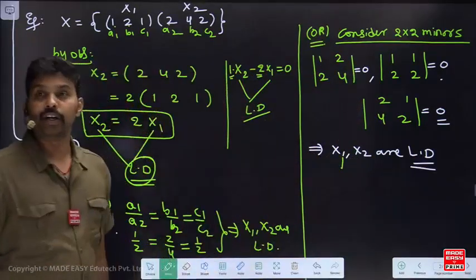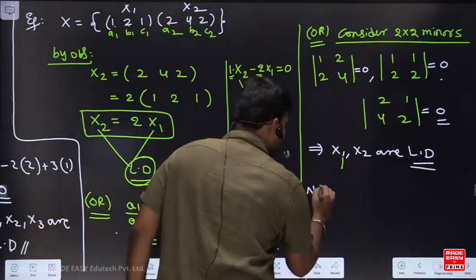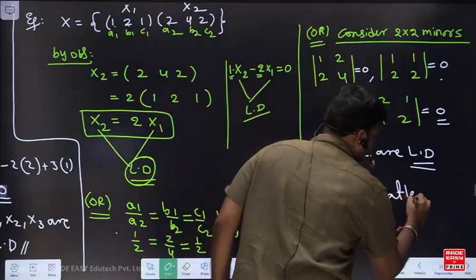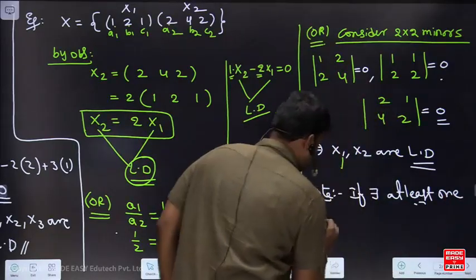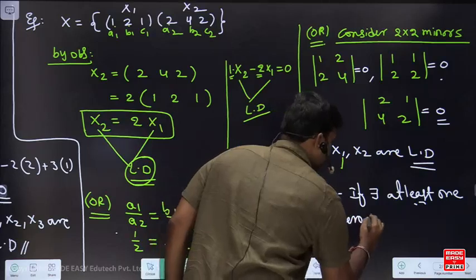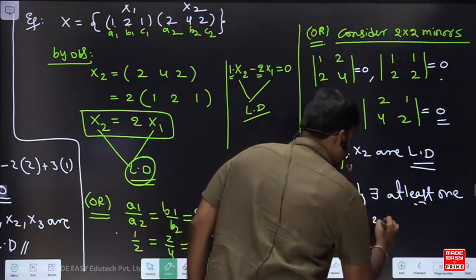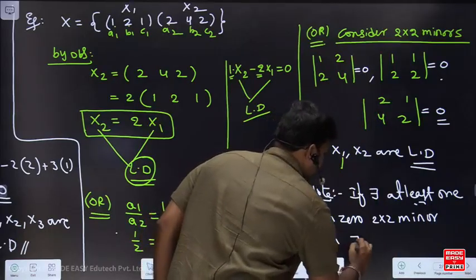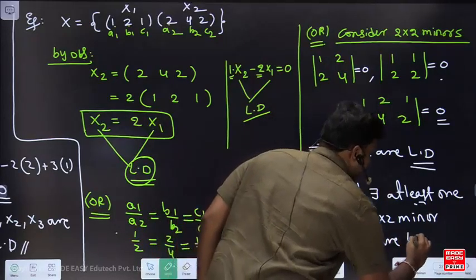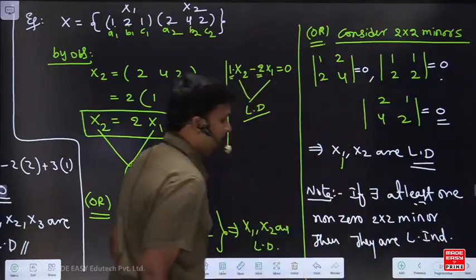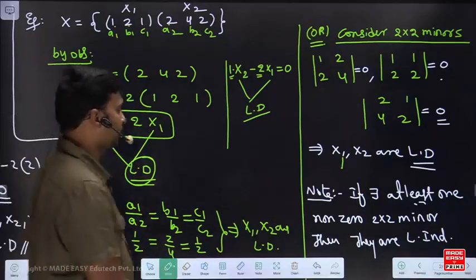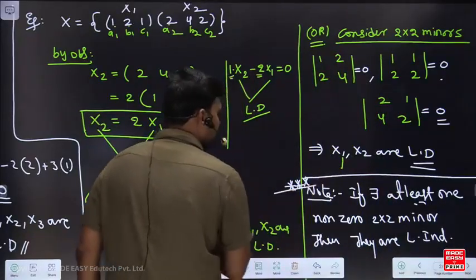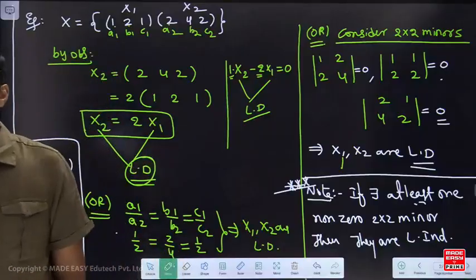Okay, linearly dependent. Note, if you want to take note, if there exists at least one non-zero 2 by 2 minor, then they are linearly independent. So please make a note of this under this problem. Okay? Right.